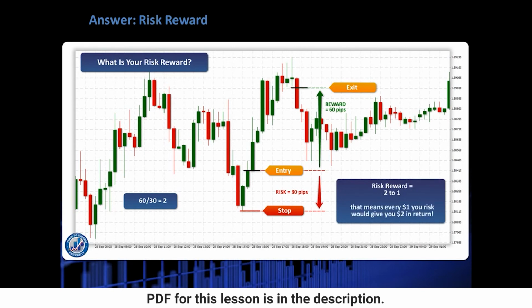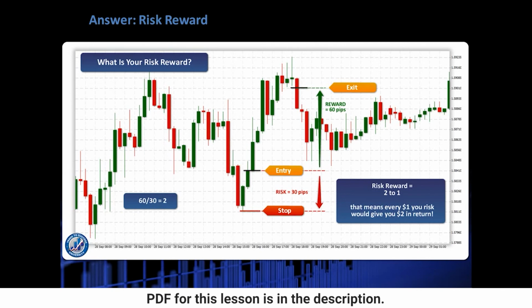That means every $1 you risk would give you $2 in return. So basically what we're saying here is however much money you put into this trade, and by that I mean how much money you are actually putting at risk between that entry and the stop, by having a risk reward of 2 to 1, you are in effect doubling that money that you are putting at risk.